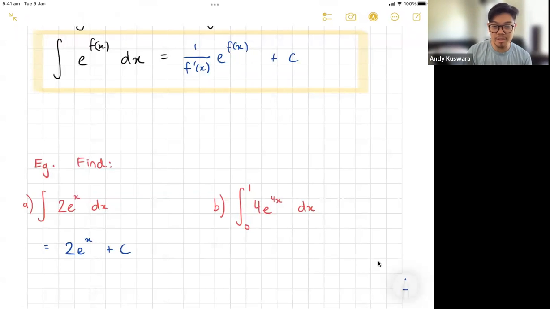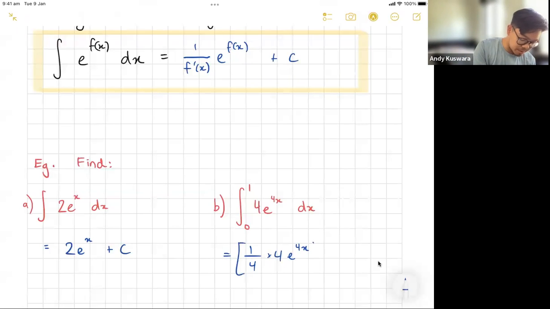Okay, now if we have something like this, 4e to the 4x dx. Now remember, when we integrate this one, we're going to take 1 on 4 out the front. We're going to times it by our original, right? Because we're doing 1 over. So the derivative of 4x becomes 4. So we're going to divide that out the front. So instead of dividing by 4, I'm timesing by a quarter. Okay. And then I don't need the plus c because I'm going to integrate it between 1 and 0.